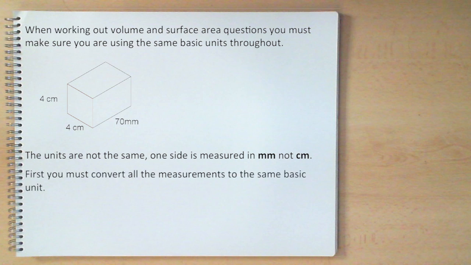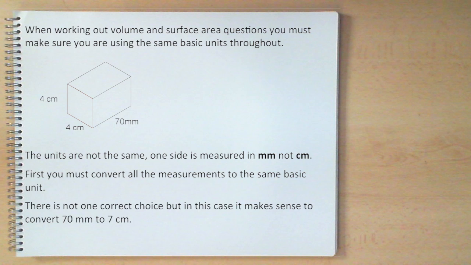Before you work out the volume or the surface area, you must make sure that all units are converted to the same basic unit. Unless the question tells you which to choose, you can choose whichever one of them you like. But in this case, it makes sense to convert 70 millimeters to 7 centimeters. So now we can work out the volume of this cuboid, which is 4 times 4 times 7, which equals 112 centimeters cubed.